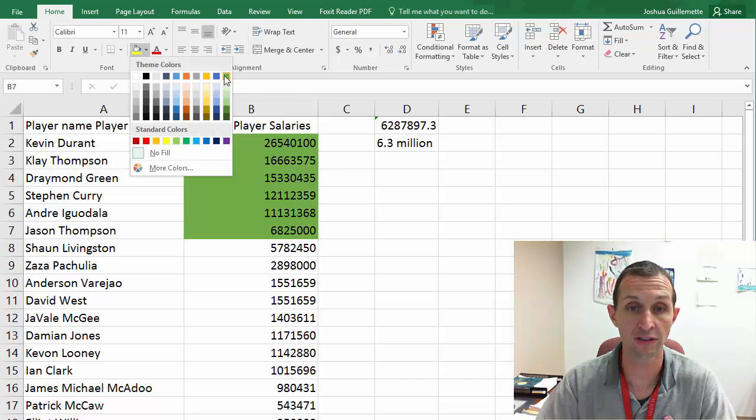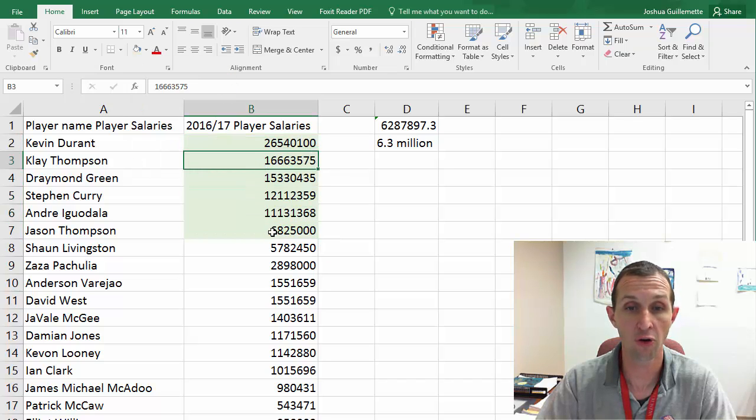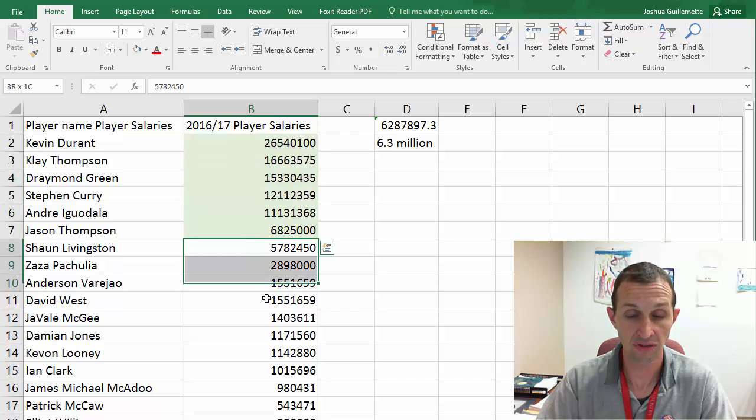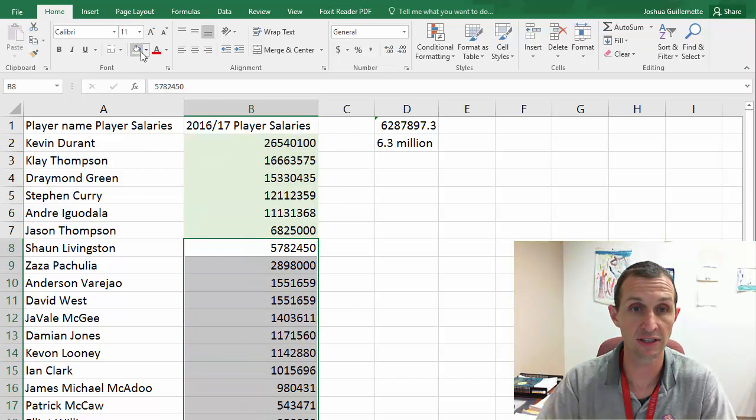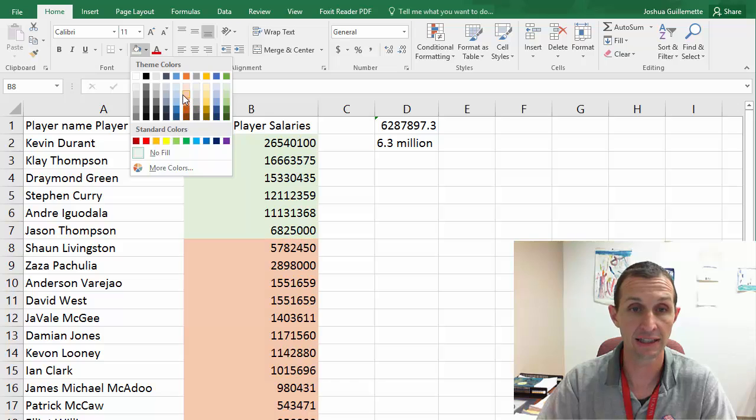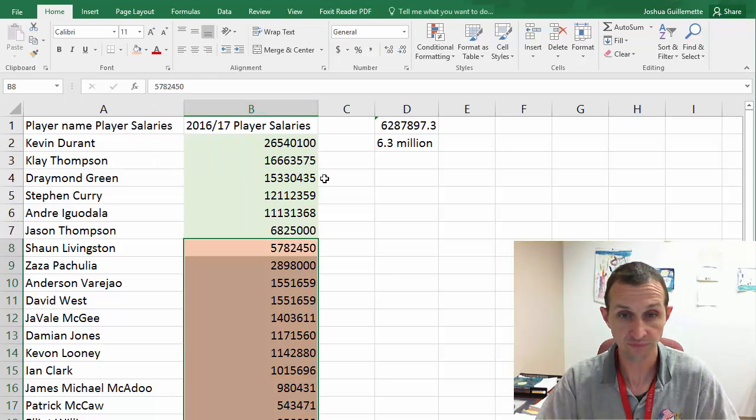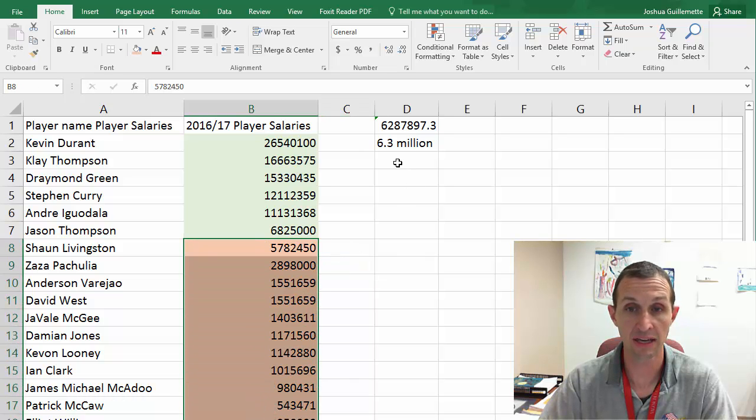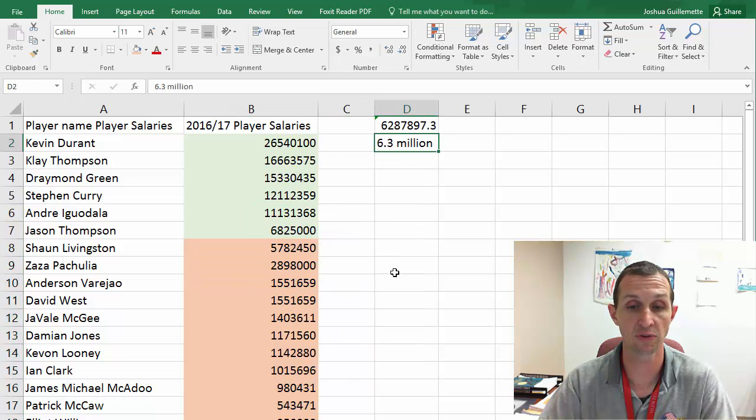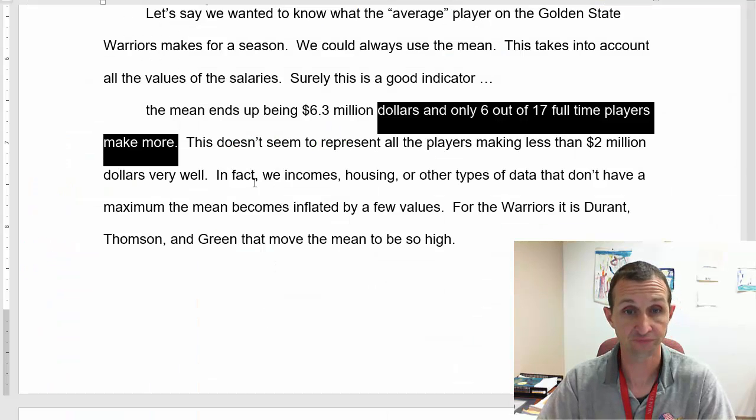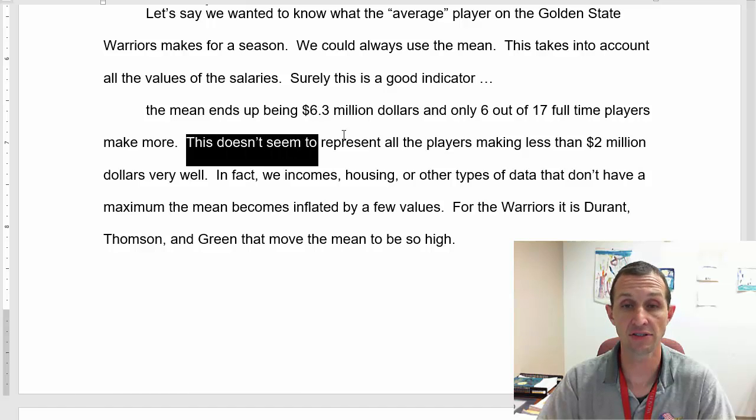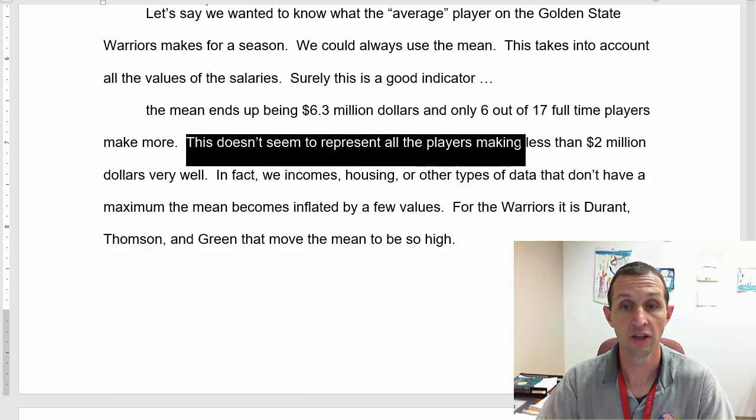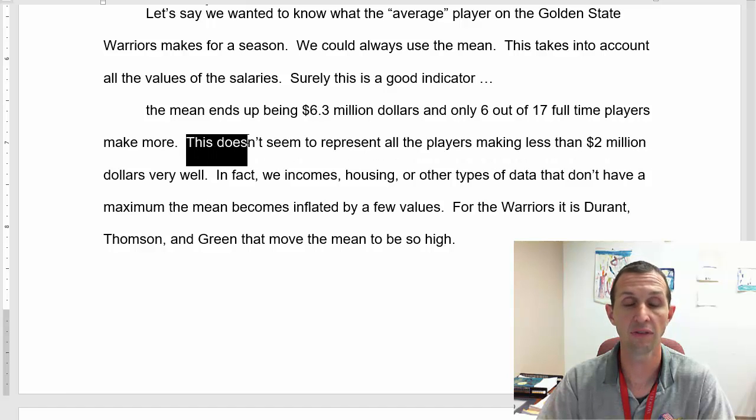These guys, they all are in the green, right? They're all making above the league average. But these guys down here, none of these guys are making that league average, right? And so you actually have most of the team making way less than $6.3 million. Okay? And so this doesn't actually seem to represent all the players because they're making less than $2 million very well.